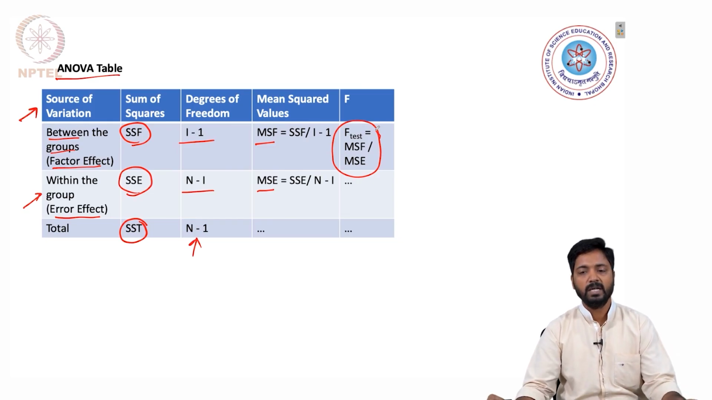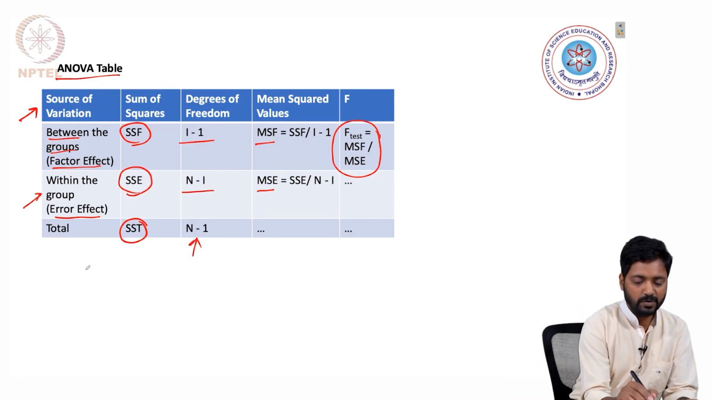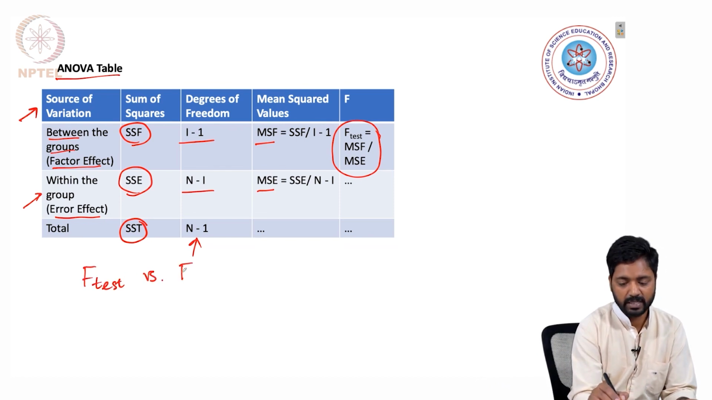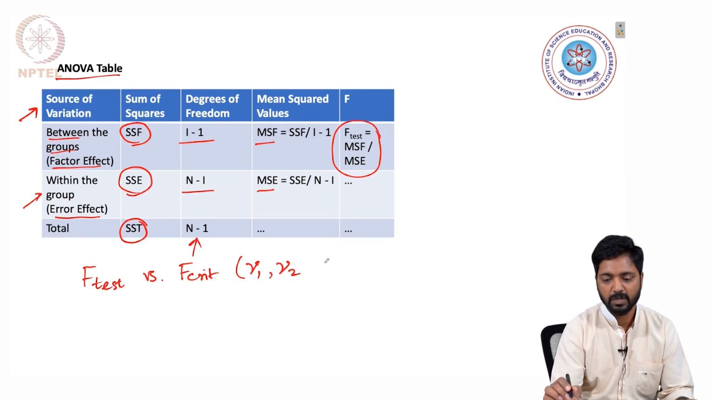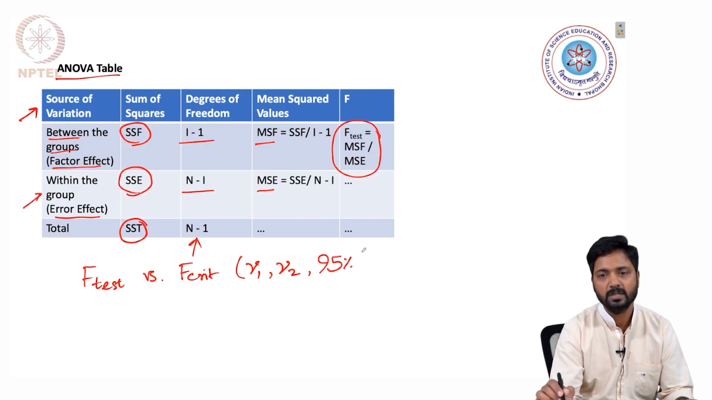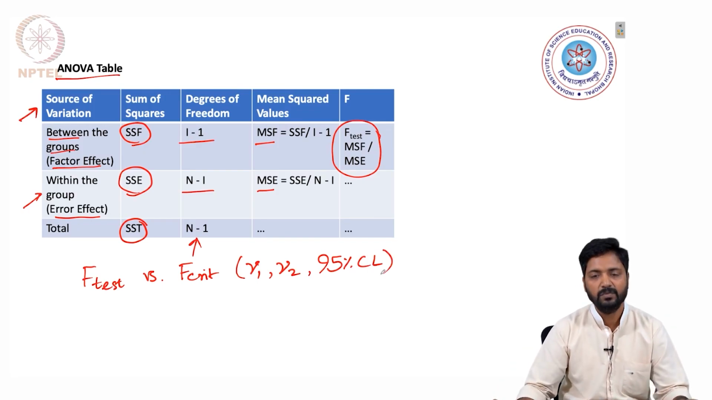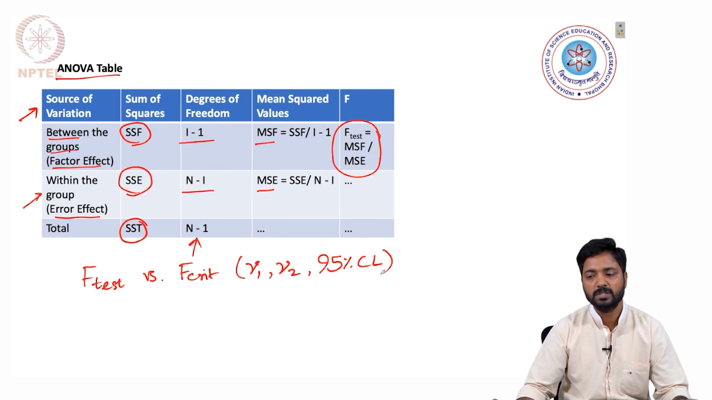So, once we plug in these values, our ANOVA table is ready, and then finally we will compare the F test versus the F critical at 2 degrees of freedom, which will be I minus 1 and n minus I, and at say 95% or 99% confidence level. So, based on that, we will be able to estimate whether our null hypothesis holds true or not.